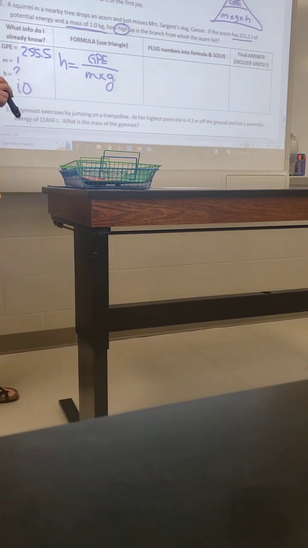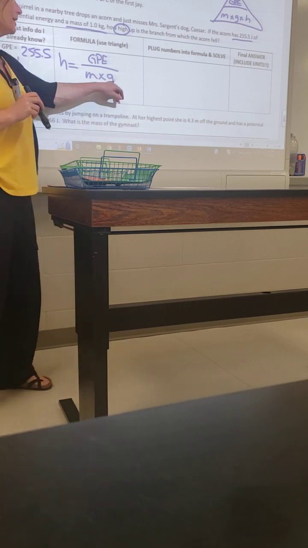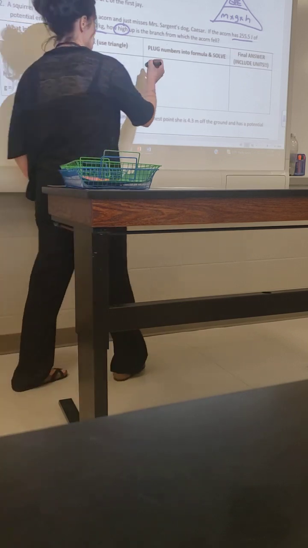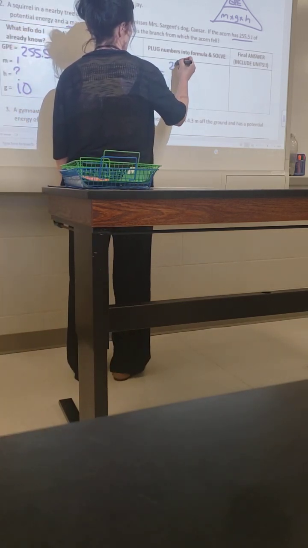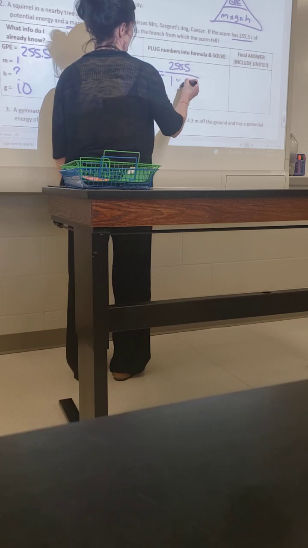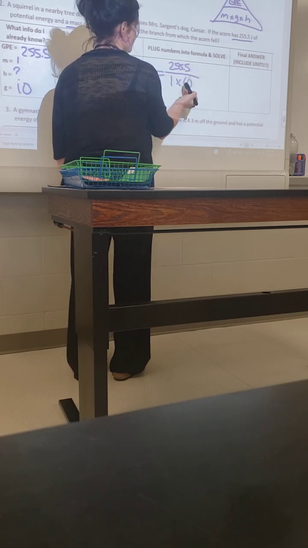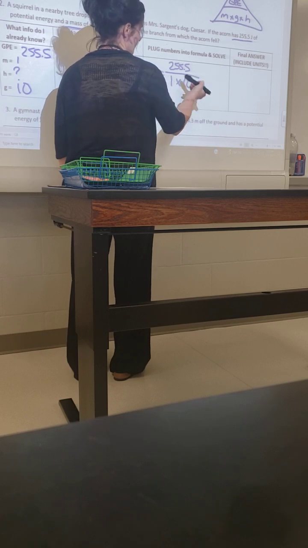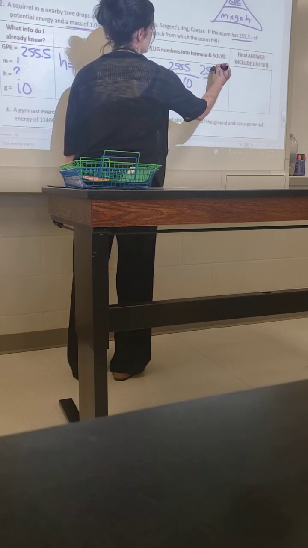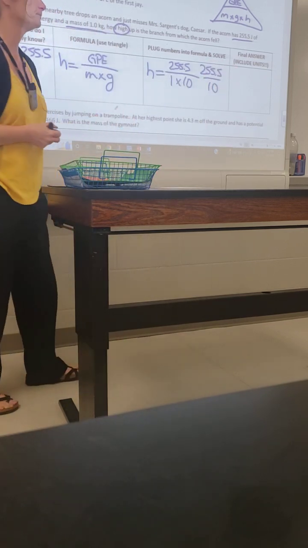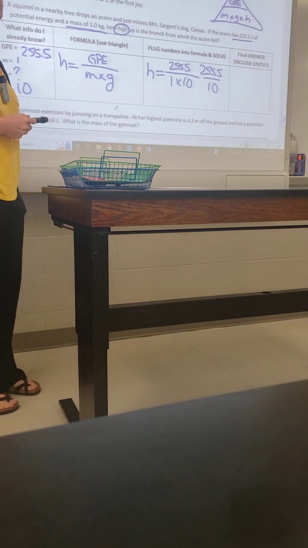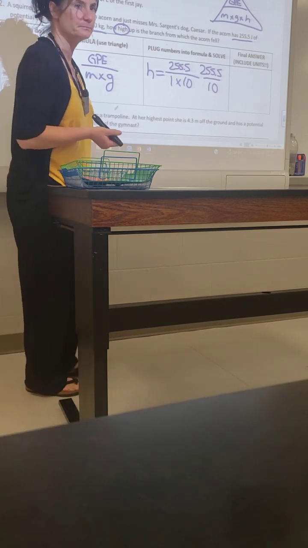Here's the most common thing that people do, and I guarantee a few of you will do this. You will actually forget to multiply by 10. You have to do that first before you do your division. So we take our H, our GPE is 255.5, our mass was 1, and our gravity is 10. So you have to simplify the 10 first, right? In this case it's pretty easy, it's just going to be 10, but you actually have to multiply by 10 before you do your division. So what is 255.5 divided by 10? What you got? 25.55.